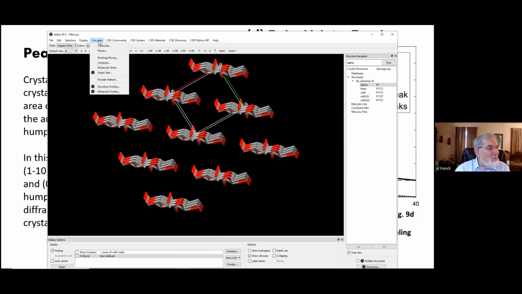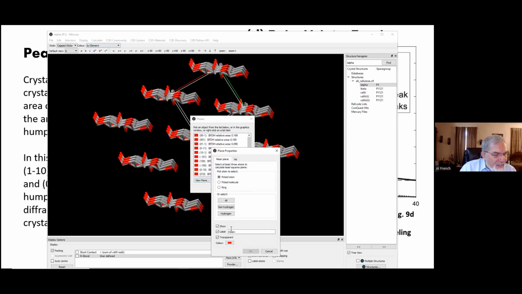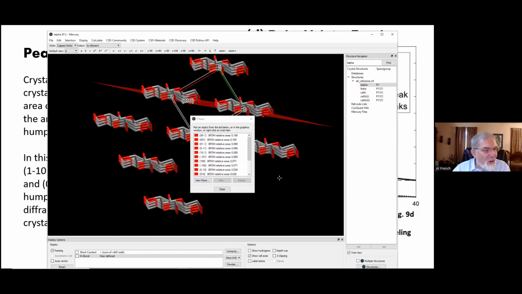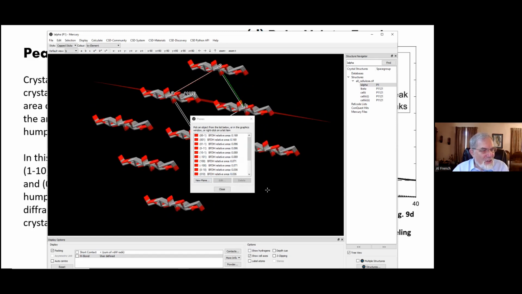And so to calculate a plane, I'm clicking planes and then a new plane. And then I want to do HKL. And I'll just type in the plane 1, 1, and 0 here. And there's the 110 plane showing how it cuts. And you can do that with any of the different planes that you want to do. And you can measure distances from atoms to planes and the angles between planes, all kinds of different things that you might want to do.